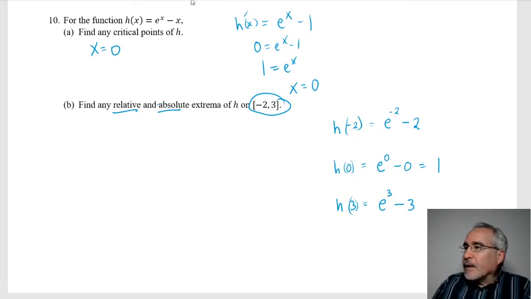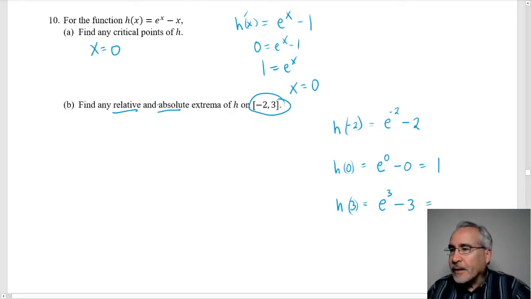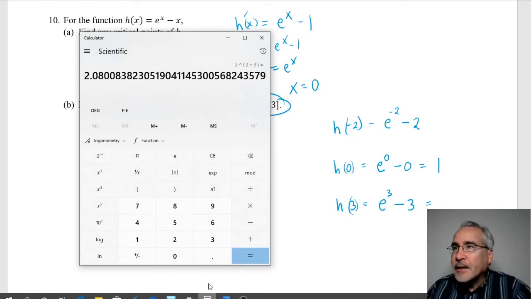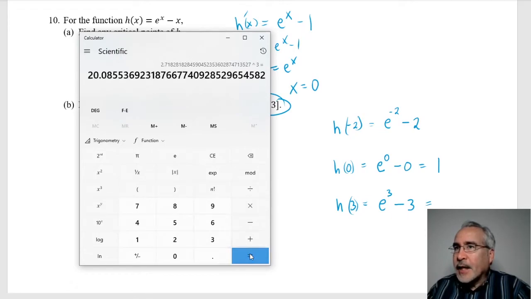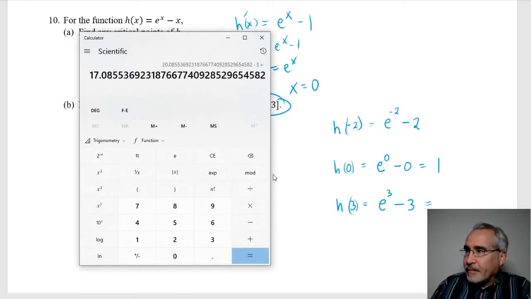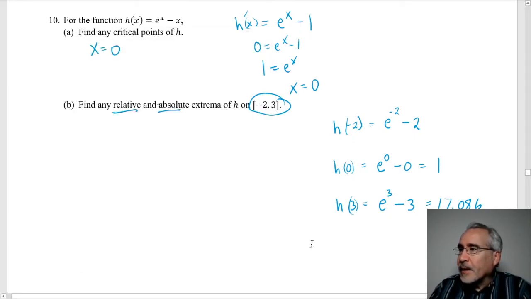Okay, since e is a number that's 2.8, it's almost 3. This is going to be close to in the 20s, -3. So this is going to be a fairly large value. You can actually calculate it out. So let's see, do we have an e here? Here we go, e raised to the 3rd is equal to that, 20. Subtract 3, and we get 17.085. I think you could round that to 1 decimal place, right? Yeah.